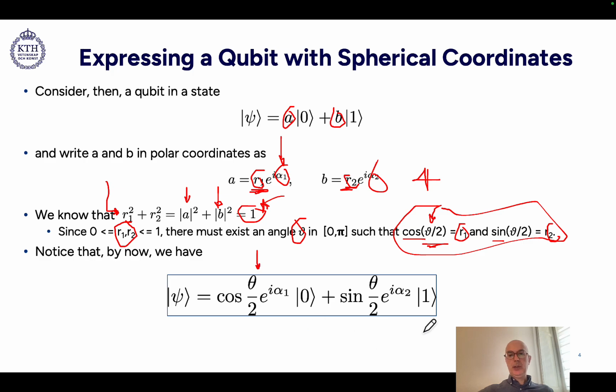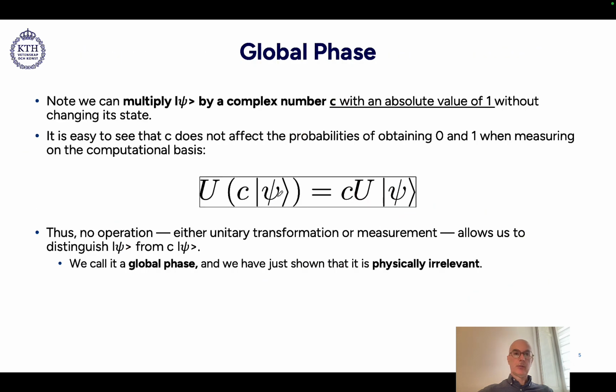So at this point we have 3 parameters. We saw how we could go from 4 parameters, rely on the normalization constraint, and now use 3 parameters. So we still have these 2 angles, alpha 1 and alpha 2, and then we introduced this theta angle to represent the amplitude of the quantum state.